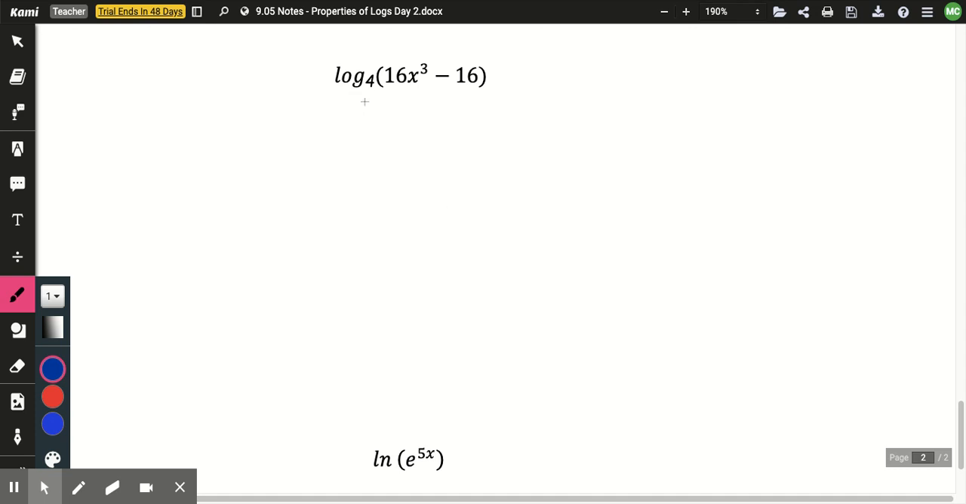Okay, so again, this one is log base 4 of 16x cubed minus 16. Our job is to expand it as much as possible and simplify. With this one, the first thing I notice is that for the 16x cubed minus 16, there is a common factor of 16 in there. So I would start off by saying log base 4 of 16. And then when I factor out the 16, I would get an x cubed minus 1.